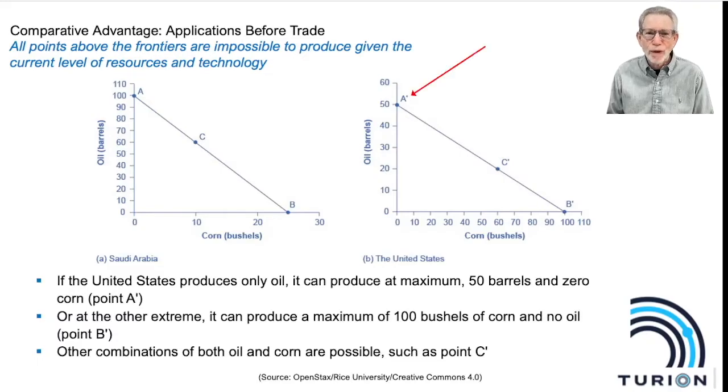What is the maximum for the United States when it comes to oil? 50 barrels. What is the maximum when it comes to corn? 100 bushels, point B. And again, let's assume people in the United States, since we're not trading, want to drive, they need oil, and they also want to eat, they need corn. And therefore, there's point C, which is maybe the happy medium based upon the needs of that society, what would be considered socially optimal to provide for the people that live there.